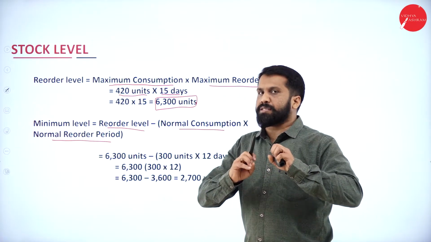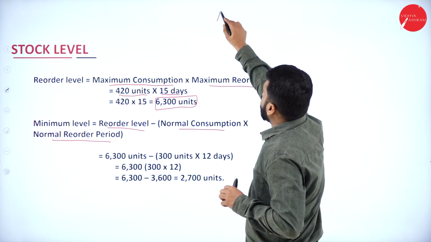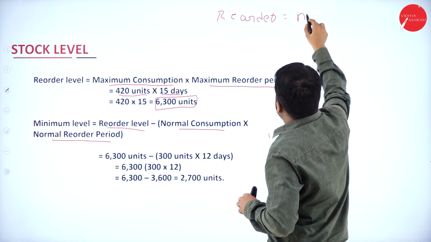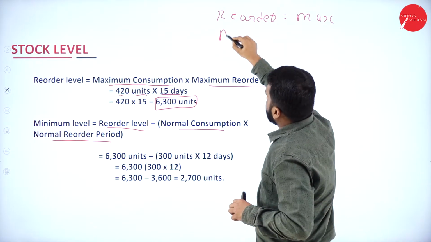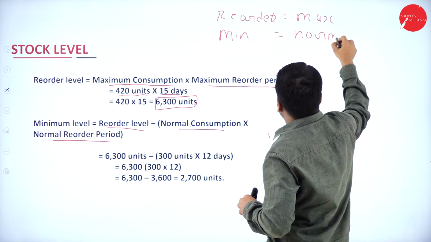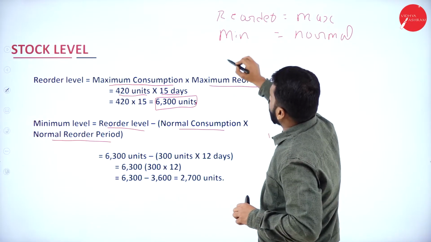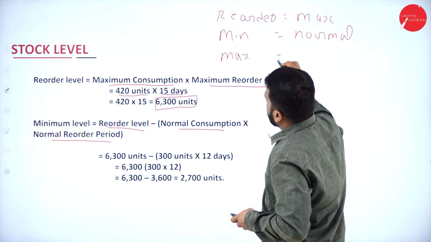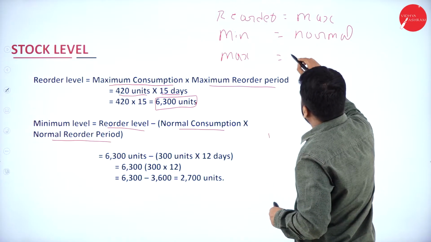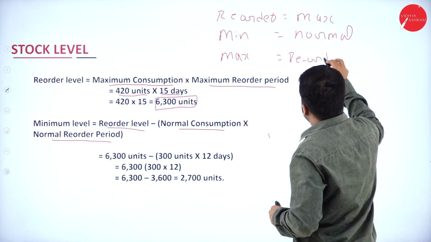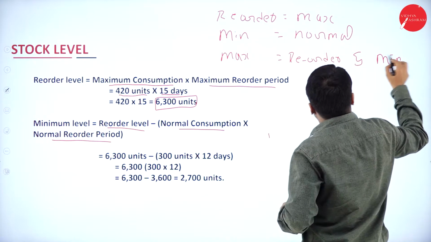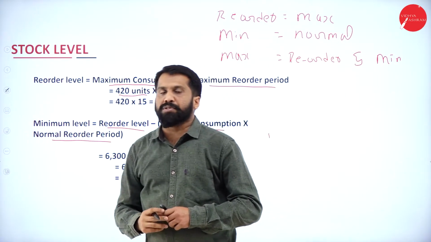Remember, I'll tell you the shortcuts. If you are going for reorder level, concentrate on maximum. If you are going for minimum stock level, concentrate on normal. If you are going for maximum stock level, then you have to concentrate on reorder and the opposite of maximum, minimum. These are the shortcuts you are supposed to remember.